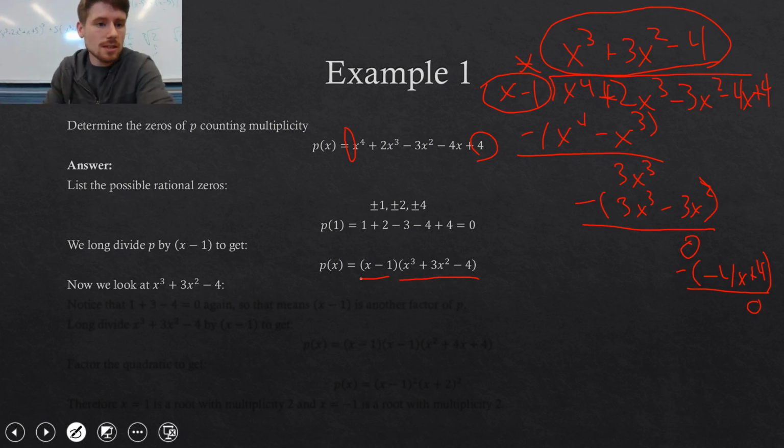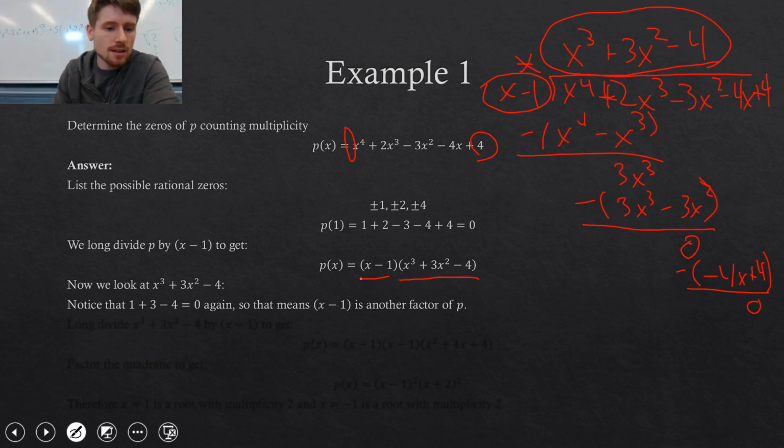So we're going to look at what's left. x cubed plus 3x squared minus 4. Now this doesn't factor with your typical techniques, but you can test roots again. It's got the same set of rational zeros, 1, 2, and 4, plus or minus. We test 1 and we get 0. So that means that x minus 1 is another factor. So we've got x minus 1 showing up twice now.